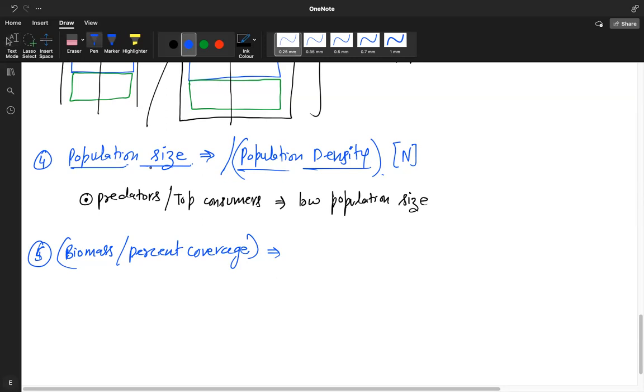And sometimes it is not possible to know the population size. For example, if I ask you, you have to figure out how many deer are in that one big, huge national park or a jungle. So do you think it's possible for you to count all the deer? What do you think? No. Then how will you figure out how many deer, where we are not able to find population density or absolute population size? What are we going to do?